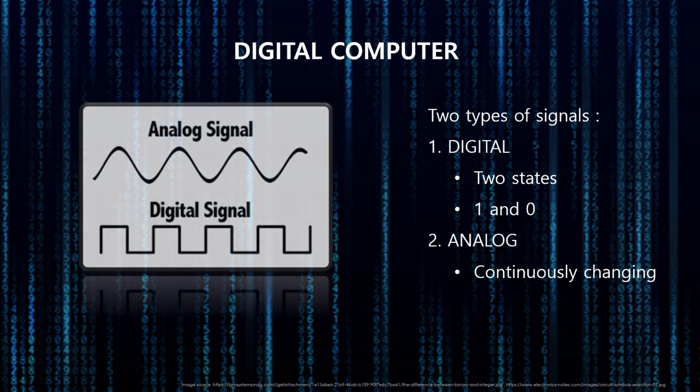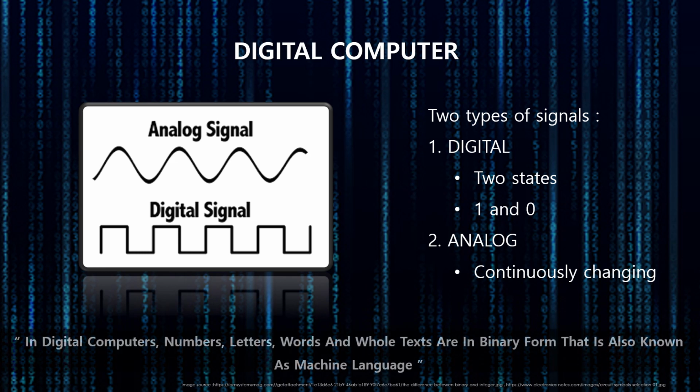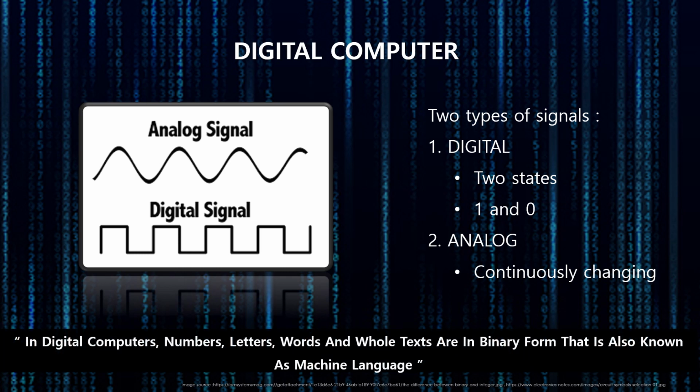As in the diagram, you can see the graph of the analog signal and the digital signal. You can see that analog signals are continuous in nature, whereas digital signals have a sudden jump, right? Sometimes you can see up, down, up, down, so there is a sudden change in the state of the signals. And lastly, in digital computers, numbers, letters, words and whole text are in binary form, and that is also known as machine language. Fine. Okay, so that is about digital computers.